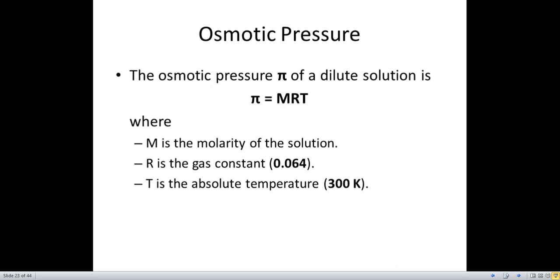The osmotic pressure pi of a dilute solution can be given by the following equation. Pi is equal to mRT, where m is the molarity of the solution, R is the gas constant 0.064, and T is the absolute temperature equal to 300 Kelvin.